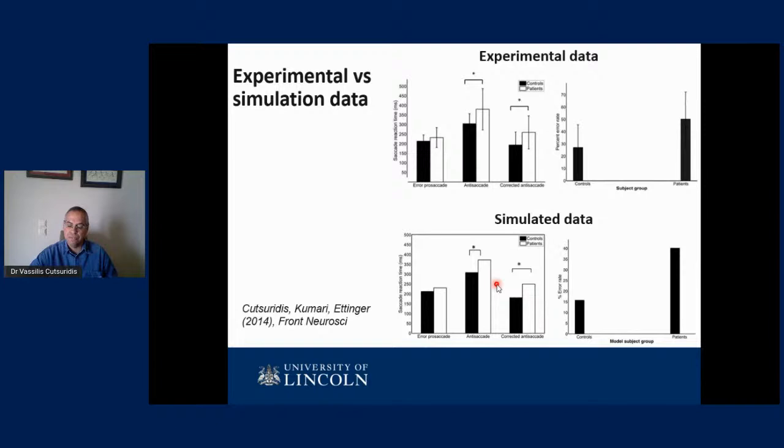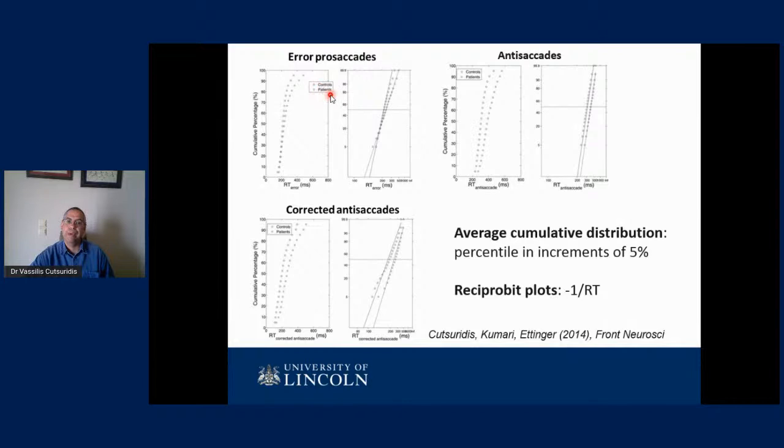So what we did is, for both the controls and patients, for both the experimental data and the simulated data, we generated something called a cumulative percent distribution with respect to RT. So we end up with these S-shaped curves for the error pro-saccades, the anti-saccades, and the corrected anti-saccades. And from statistics, we know that if you take each of those points, you invert it, and you stick a minus sign to that, then those S-shaped cumulative distribution curves become linear.